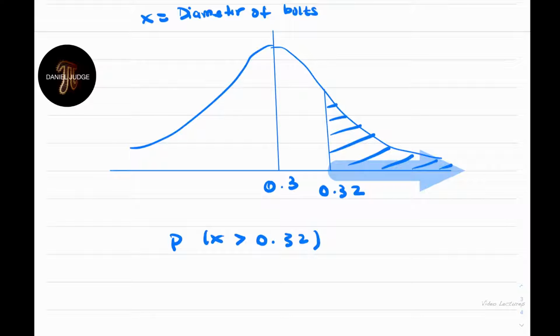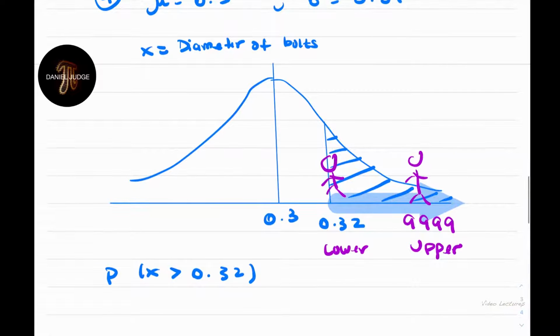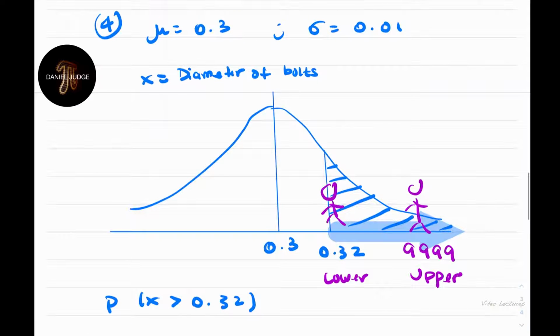So, ladies and gentlemen, this is how we go about this. As you know, we work left to right. So here's my lower, and then I have to have a default upper: 9,999. This is my default upper value. Okay? So we're all set. Just remember, there's a different mean, a different standard deviation.